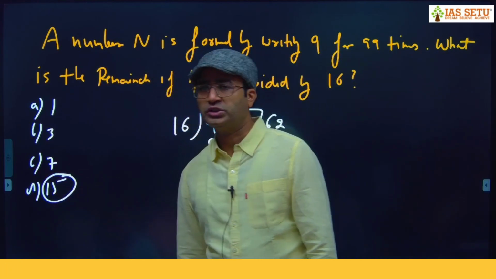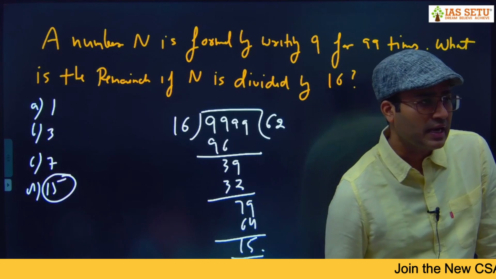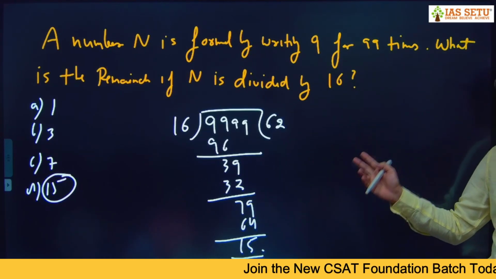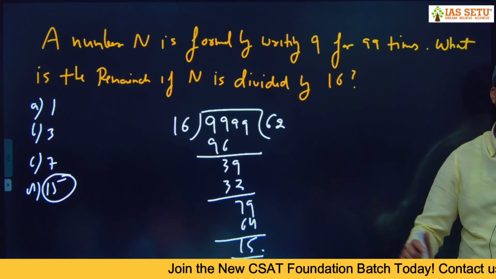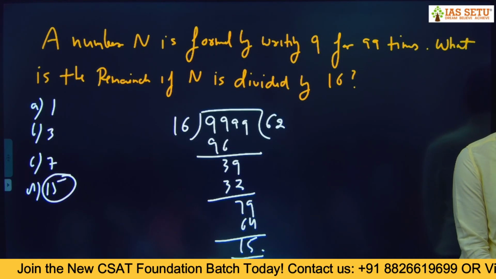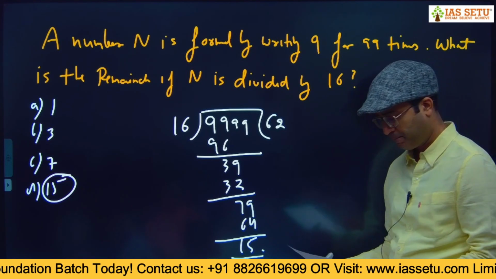So in this question, a number n is formed by writing 9 for 99 times. If we divide that number by 16, what is our remainder? Because we need only the last 4 digits. I ask you 2-3 questions. Try to manage.